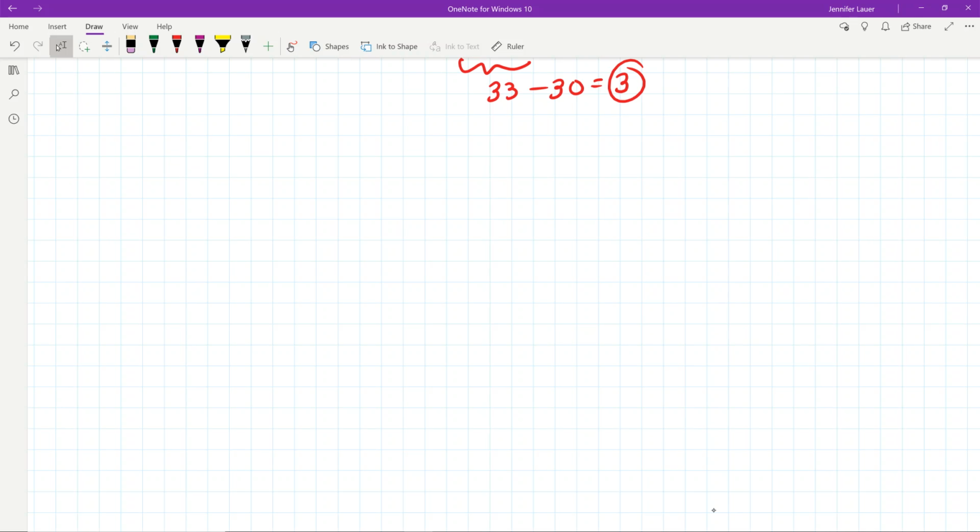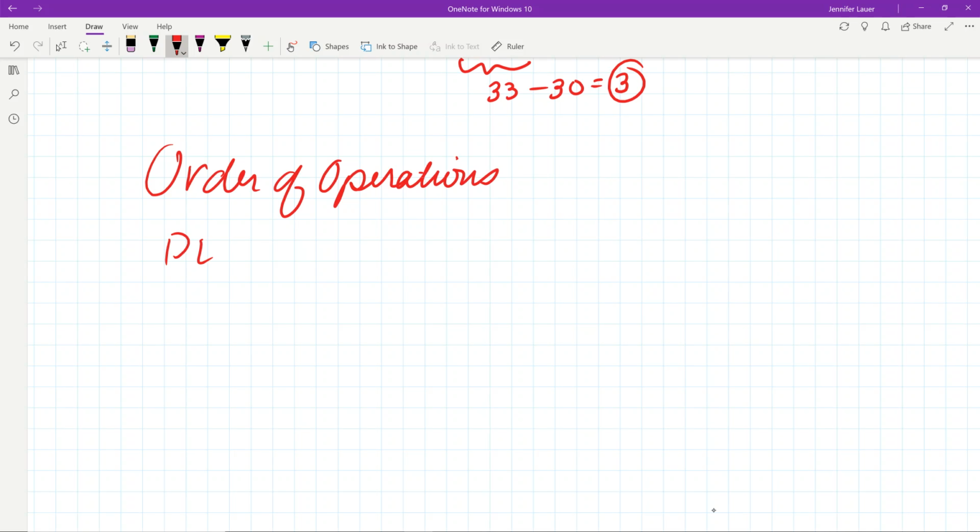This is quick concepts for my Algebra 2. I'm going to go just a little bit into order of operations. I'm going to get the problems just a little bit more complicated. Again, just to review, PEMDAS means you do parentheses, then exponents, then multiplication and division, then addition and subtraction.